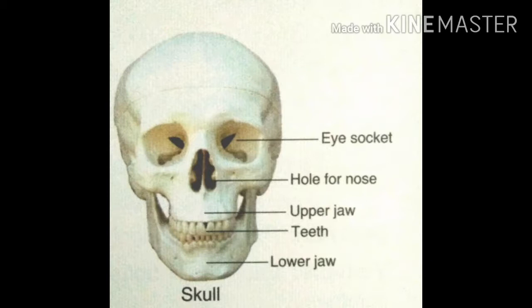First we are going to see the skull. See this picture. This one we call a skull. The skull is formed by a number of bones joined tightly together. All its bones are immovable.